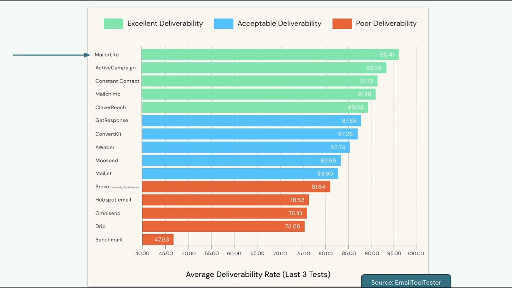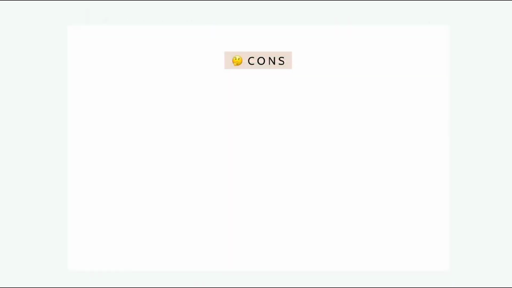I have no data to prove this, but I have a hunch that one of the reasons why their deliverability is so good is because they have a much more rigorous approval process for new users. Other platforms don't do that. So again, that's totally a hunch, but overall, it's definitely an advantage that Mailerlite has such excellent deliverability. Huge pro.